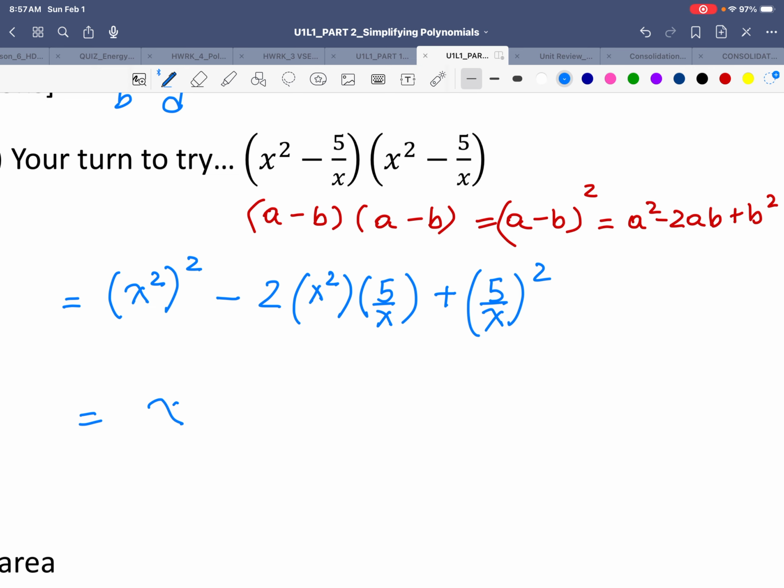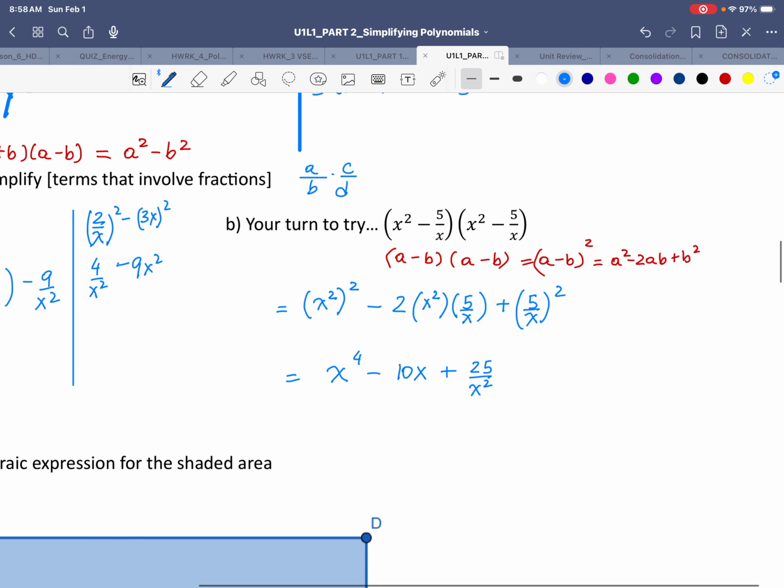Simplify, and we have x to the power 4 minus, so notice here we have x squared and x, that will reduce x squared to just x, so 2 times x times 5 will make 10x, and then lastly we have 5 over x squared, which will be 5 squared, 25 over x squared, and this will be the more simplified form of this expression.